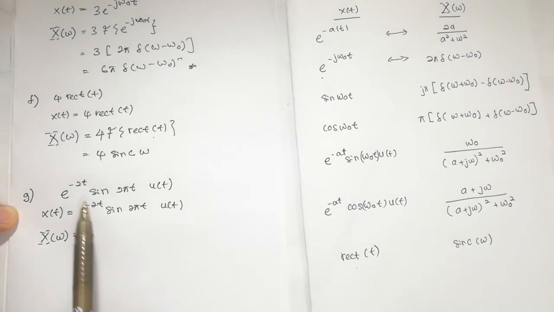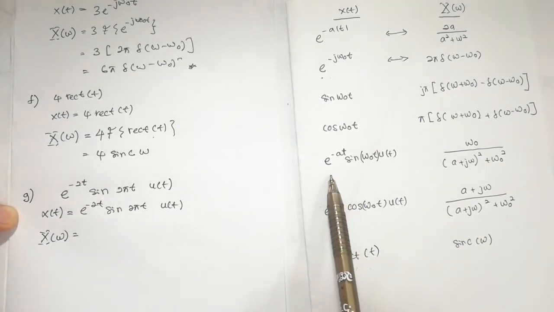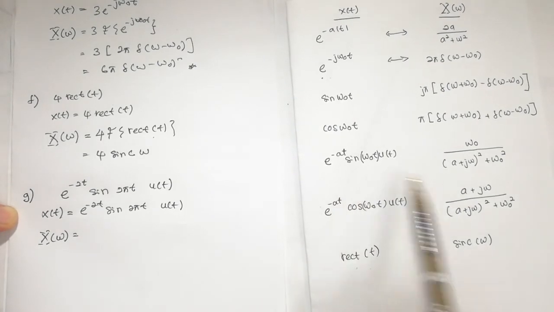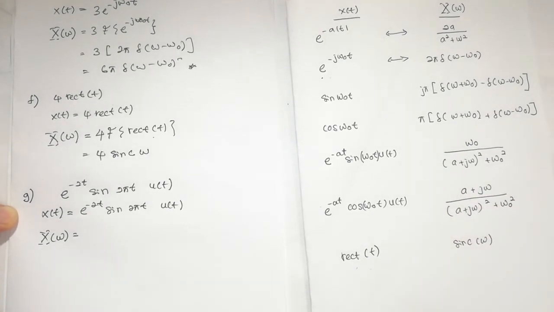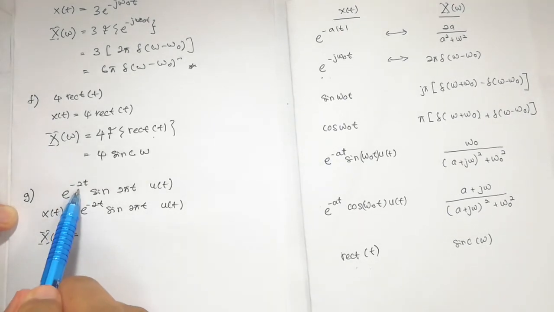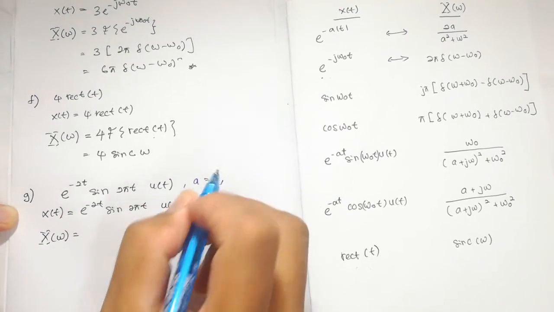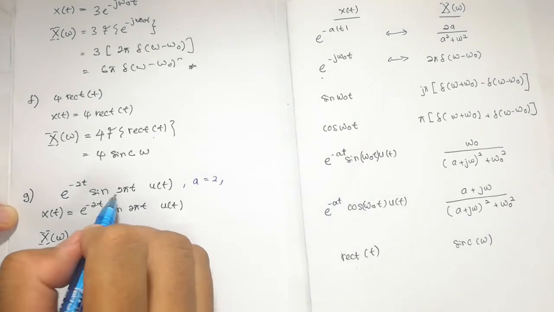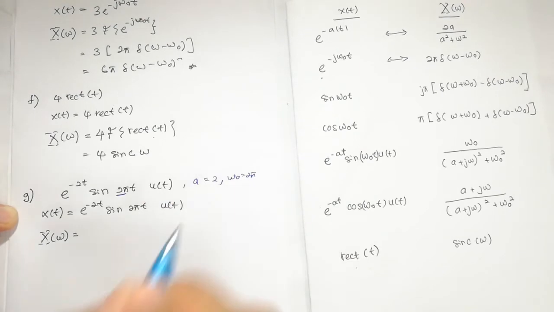If you look at this one, we have e^(-2t) sin(2 pi t), so this will be equal to this Fourier transform pair. This is the signal, and the Fourier transform will be equal to this one. For this case, our a value is equal to 2, so a equals 2. And omega naught is equal to 2 pi for our case.